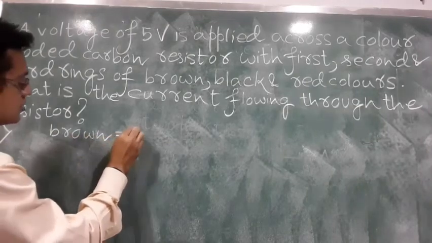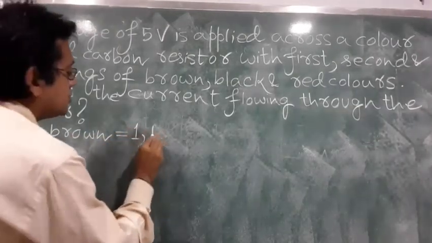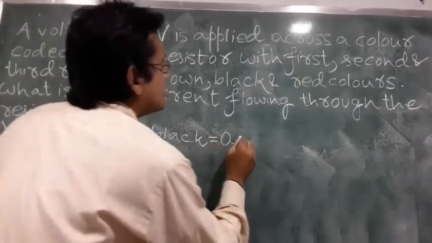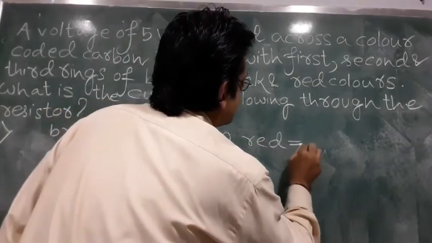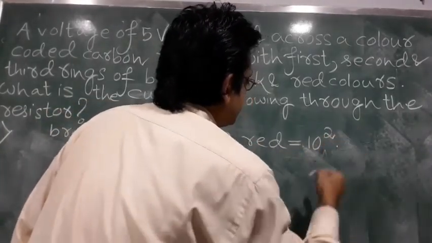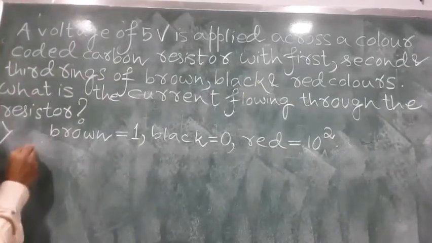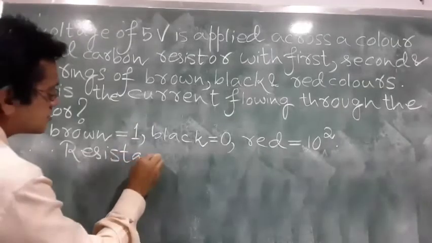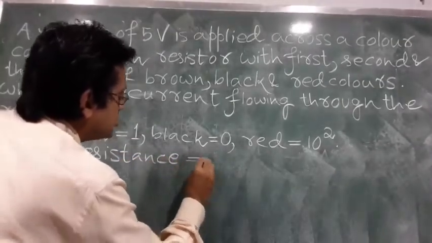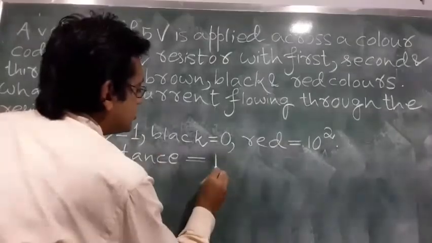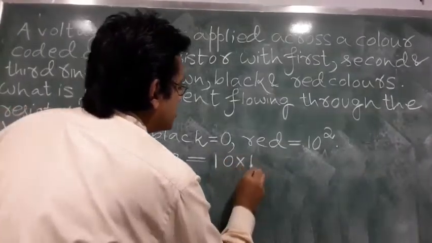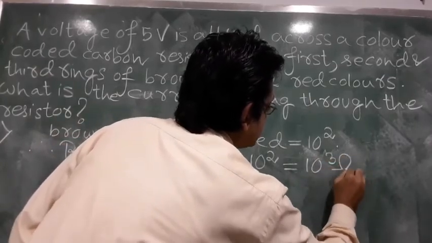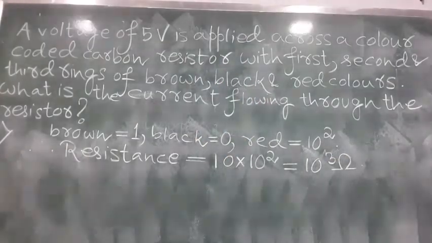We have brown equal to 1, black equal to 0 and red equal to 10 to the power 2, if you follow the table. Therefore, resistance will be equal to 10 into 10 to the power 2, which is equal to 10 to the power 3 ohm.